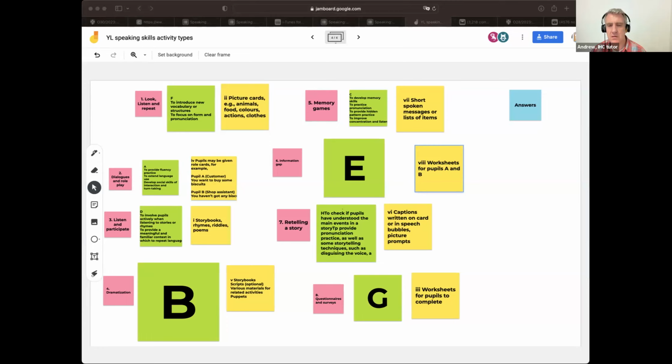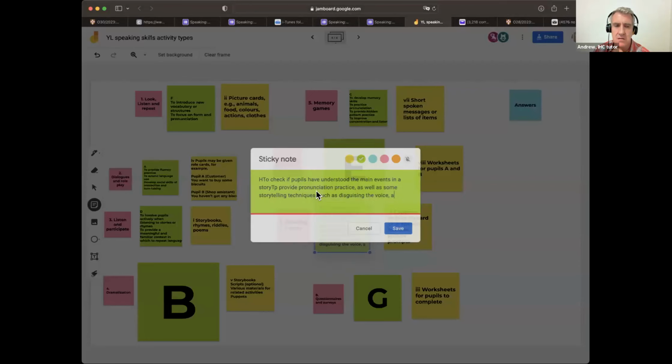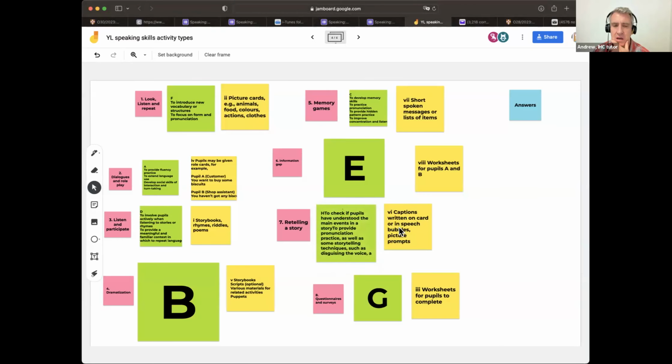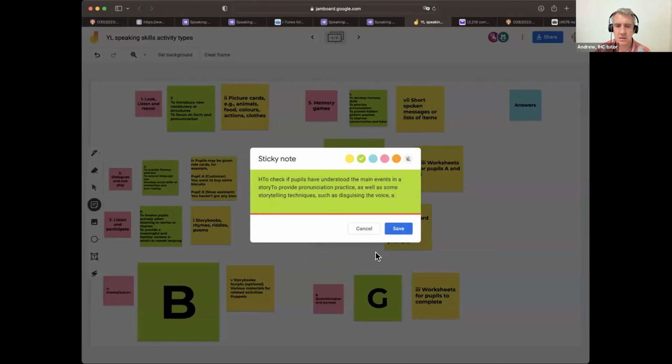Now, retelling a story. The purpose is to check that students have understood the main events in the story. It should be to provide pronunciation practice, as well as some storytelling techniques such as disguising the voice and so on. And there you could use captions written on card or in speech bubbles, picture prompts.